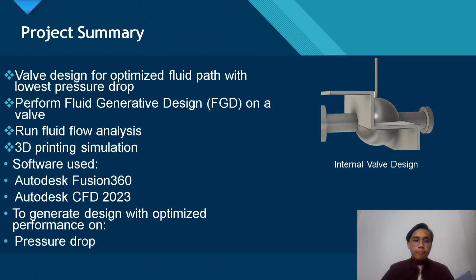For the project summary, the study will focus on valve design for the optimized fluid path with lowest pressure drop. The second, perform a fluid generative design on a valve. And the third, run fluid flow analysis and run the 3D printing simulation in order to check the manufacturability of the new generated design. The software that we use are Autodesk Fusion 360 and Autodesk CFD 2023. And this study is to generate design with optimized performance on pressure drop.